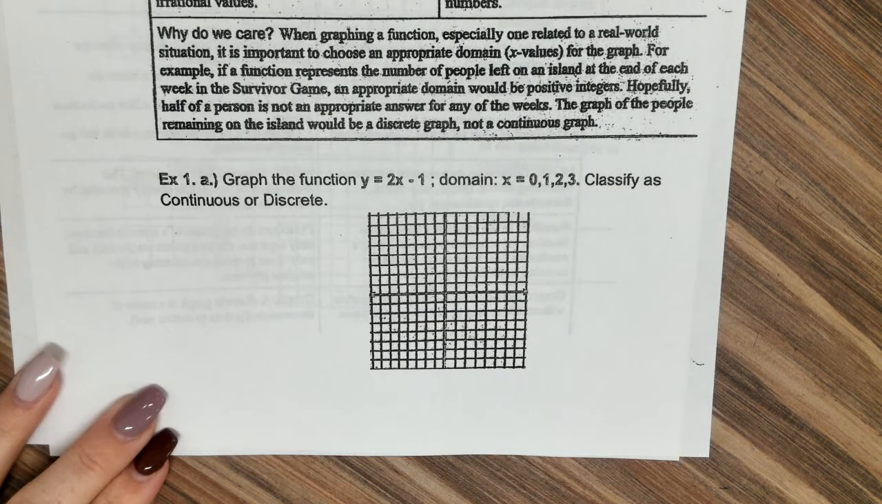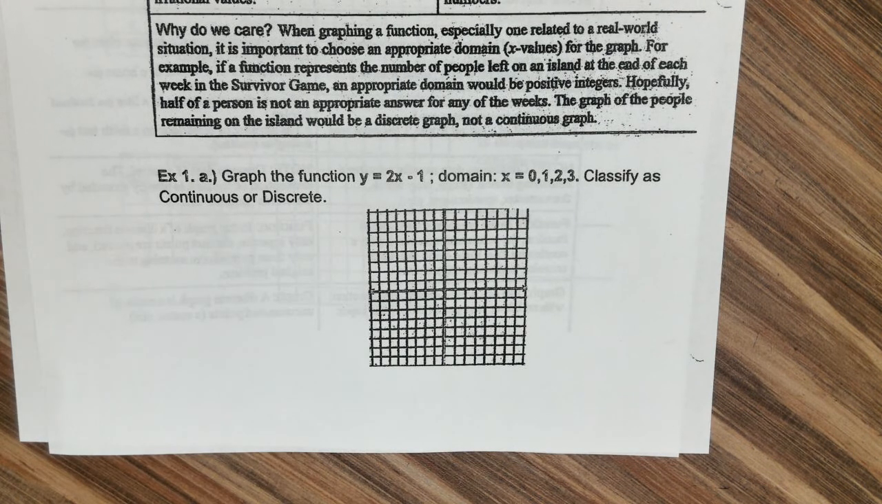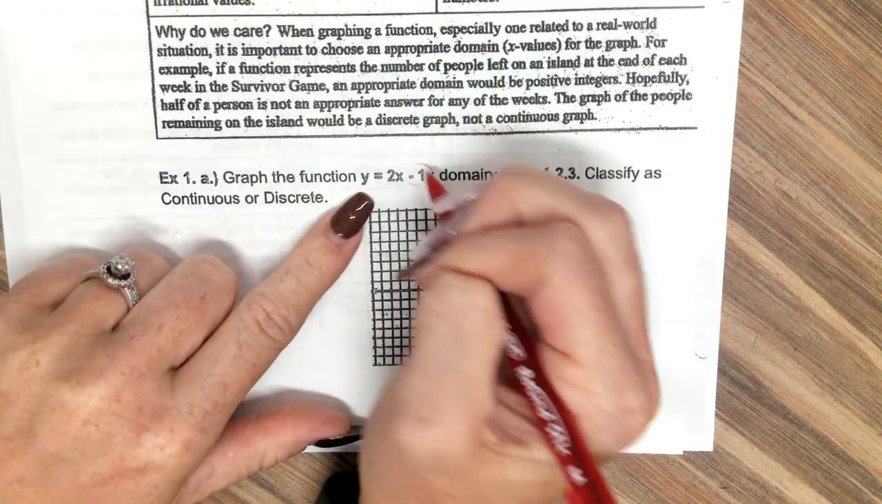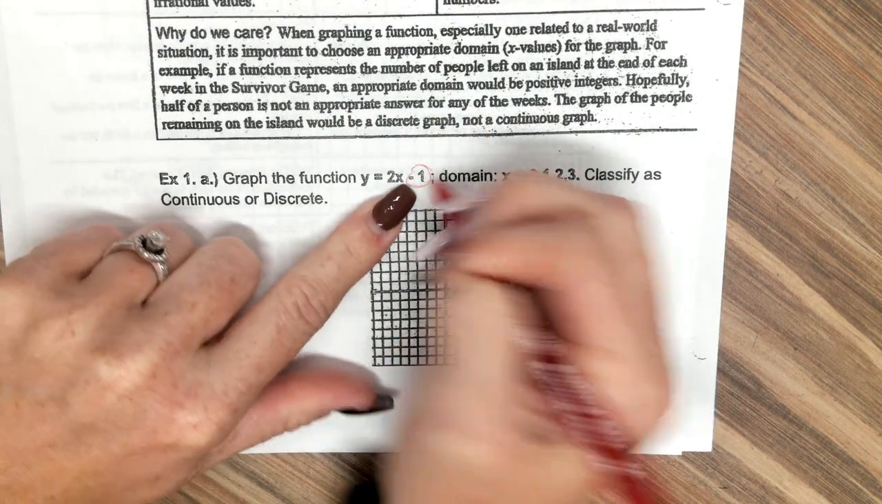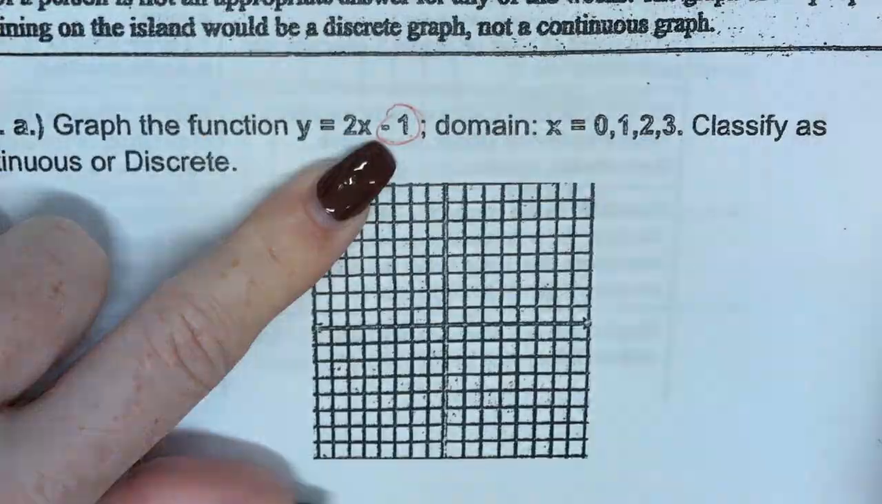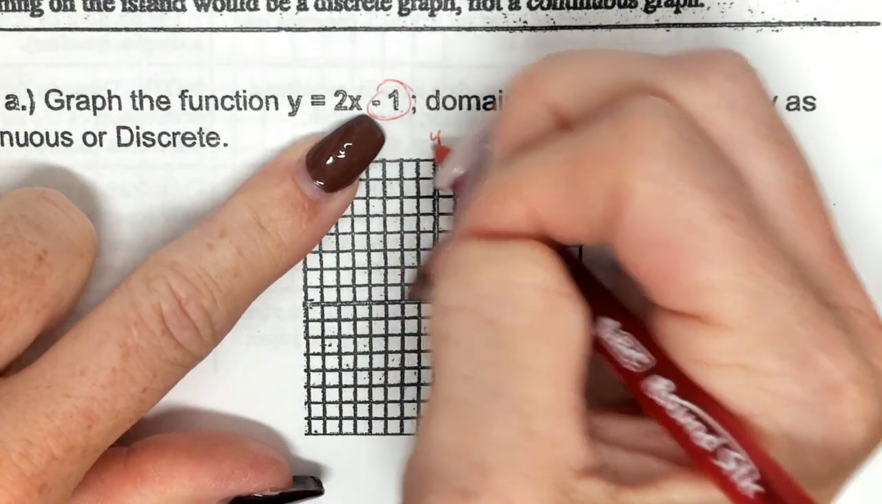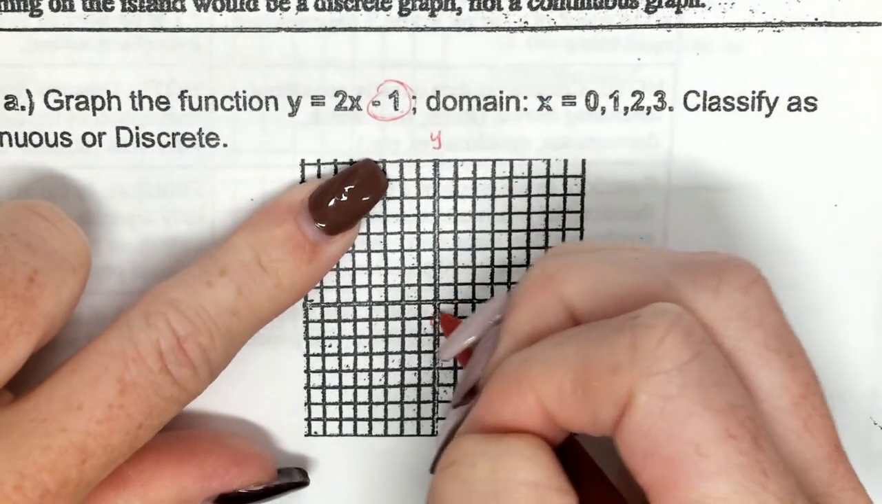All right, so let's go down and do the first example. We're going to graph the function y equals 2x minus 1. Do y'all remember how to graph a linear equation? This is your what right here? That's your y-intercept, so you go to the y-axis, which would be right here, and put a dot at -1.